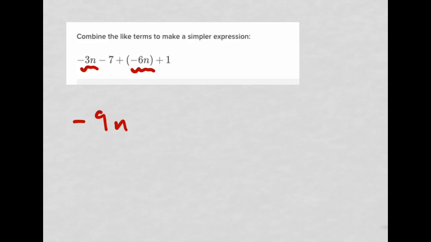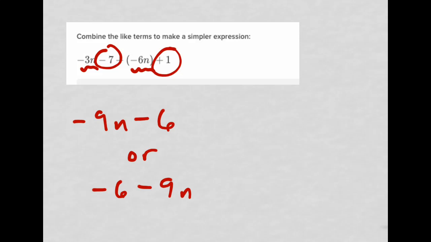And then these are also like terms. Negative 7 and positive 1, they're opposite signs. I subtract, 7, 6, and I take the negative because that 7 is bigger. So negative 9n minus 6, or you could write it negative 6 minus 9n. And there you go. Moving on up.